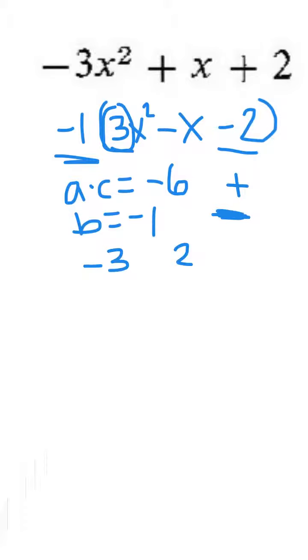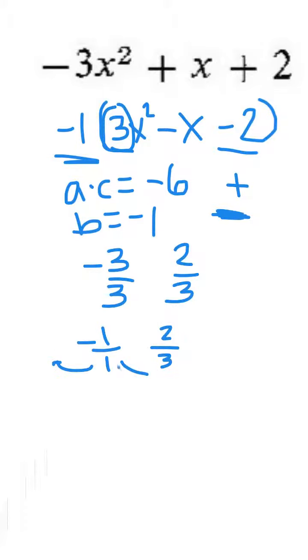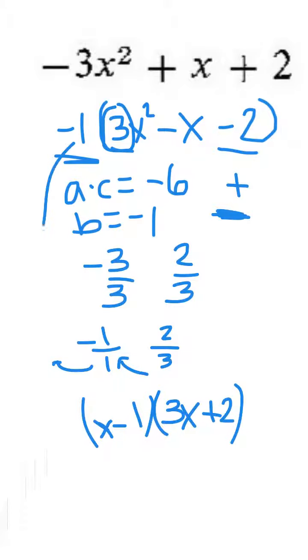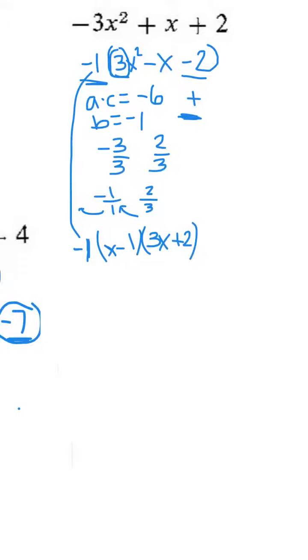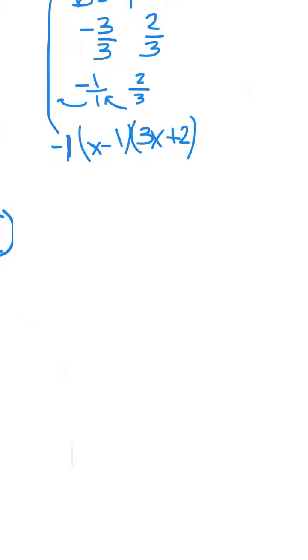Now we put those over A, then simplify, and then go bottoms up. X minus 1 and 3x plus 2. And don't forget that negative 1 we took out earlier is a factor that has to be included in our final factored expression. Okay, now one last problem so we can get some practice with the bigger numbers.